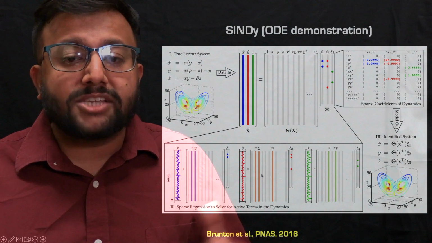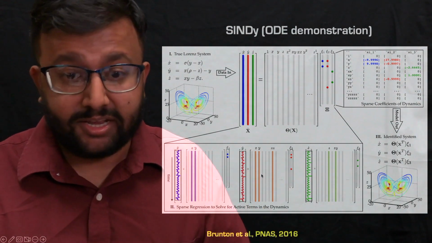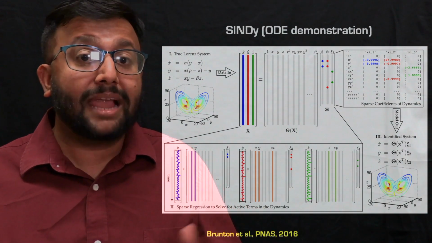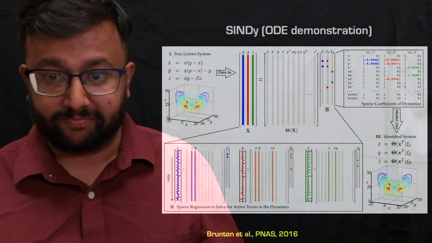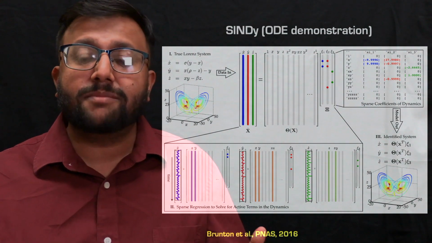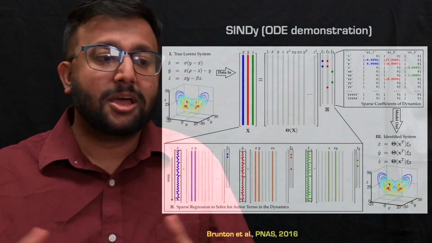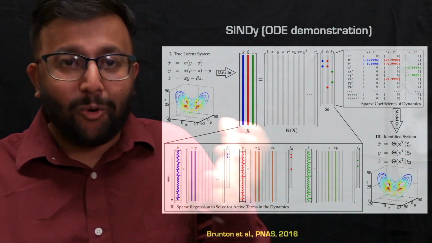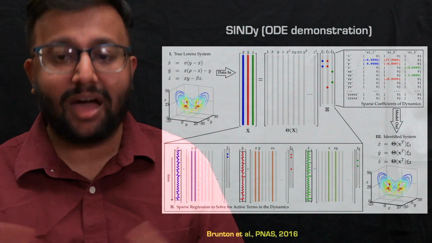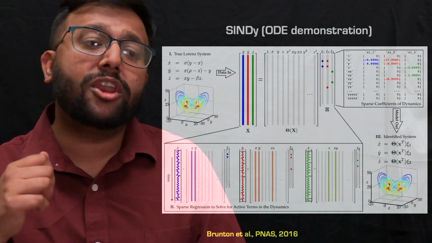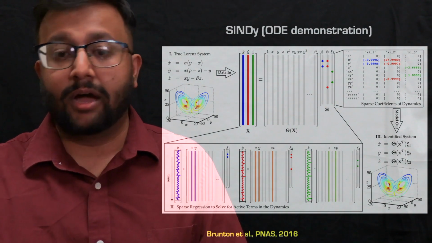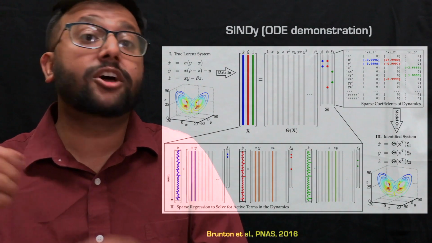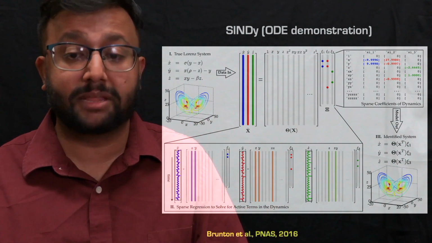So this plot is from the original paper on SINDy, where the methodology was applied to the Lorenz system. The Lorenz system exhibits a really nice butterfly manifold. Of course, we know what the true dynamics of the system are in this case, but we want to recover these dynamics on the right-hand side in terms of the sparse regression methodology.